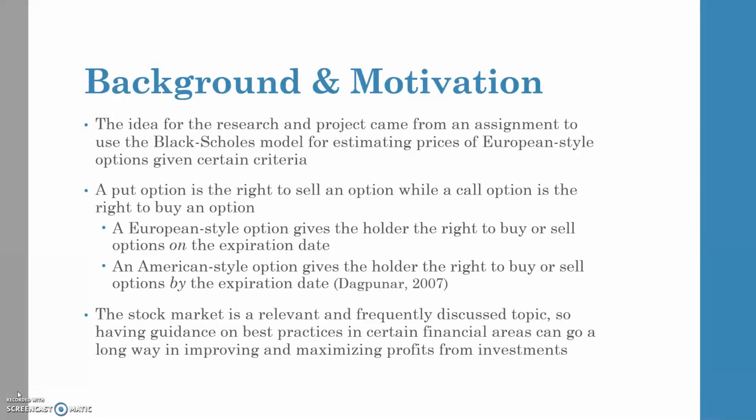So to give you some background and motivation behind why we chose this project, the idea actually came from an assignment to use the Black-Scholes model for estimating prices of European-style options. Just to give you the difference between the European and the American-style option, and what a put option is: a put option is the right to sell an option, while a call option is the right to buy it, and then there are 2 different styles. The European style option gives the holder the right to buy or sell an option on the expiration date, whereas the American style gives you the right to sell or buy by the expiration date. So there is greater flexibility with the American option. And the stock market is relevant, and it's something that people talk about a lot. So having guidance on best practices in certain financial areas, such as options, can go a long way in improving and maximizing profits from investments.